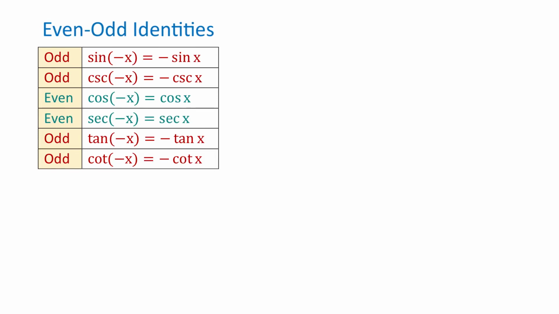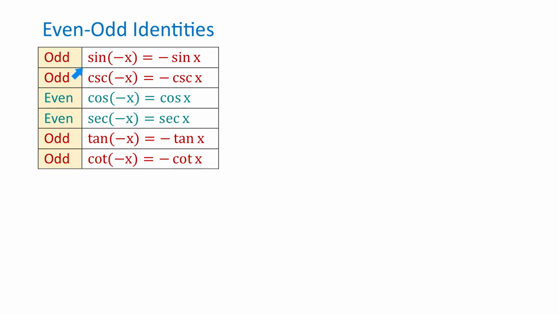Hello! In this video we will talk about the even and odd identities. We have 6 even-odd identities, and in the first row, because sine is an odd function, then sine of negative x equals negative sine of x.